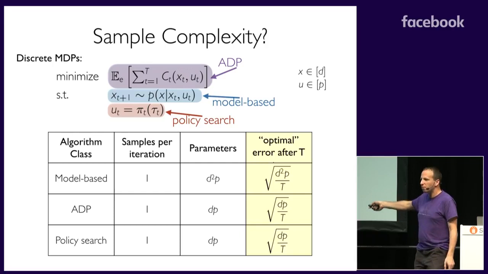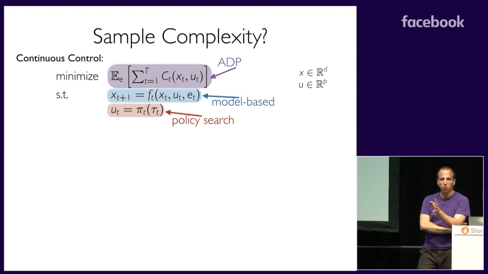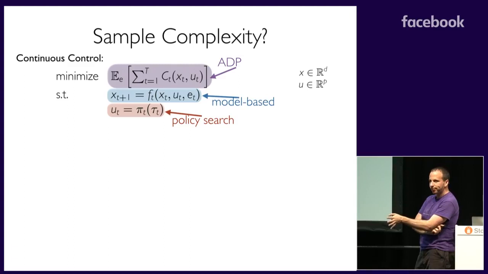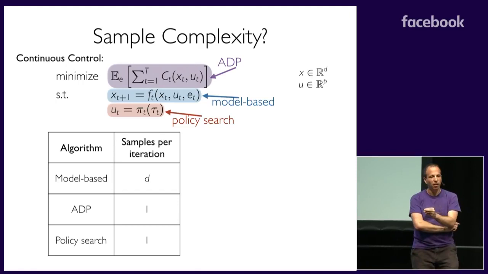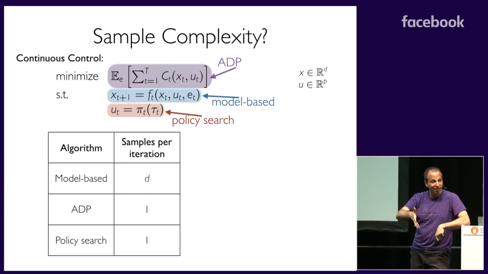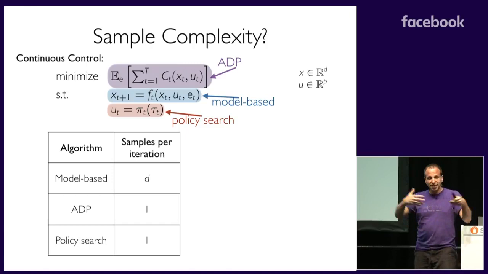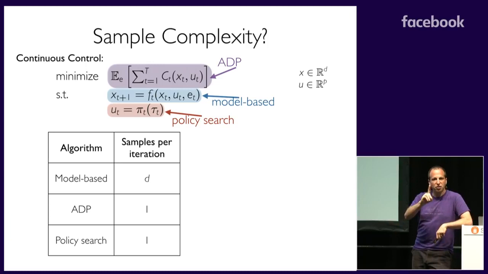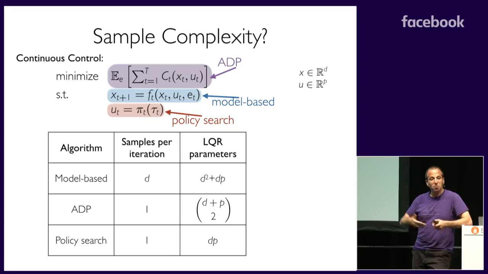Now, let's go to the continuous world. In the continuous world, we can do the exact same thing, and the story completely changes. It's a very different kind of setting. In the continuous world, we get more samples per iteration when we have a model. Let's think about the least squares problem that we solve. We observe the state. There are d elements in the state, and I get a mapping from a model to the state. So there are d equations per time step, whereas approximate dynamic programming and policy search are still only using values.